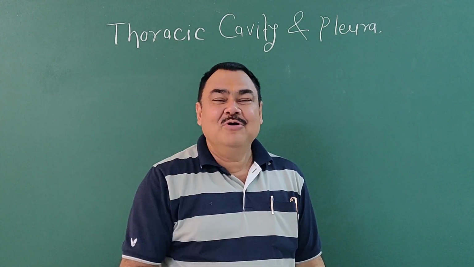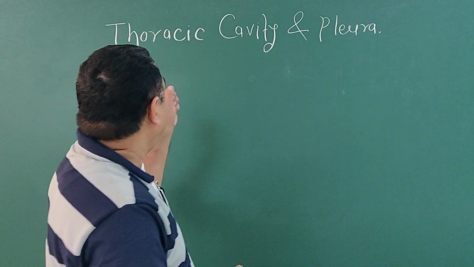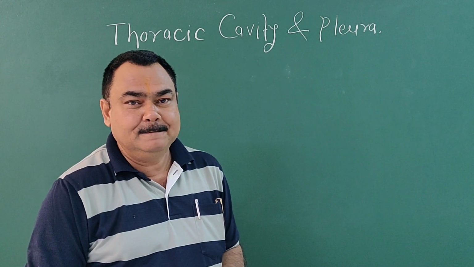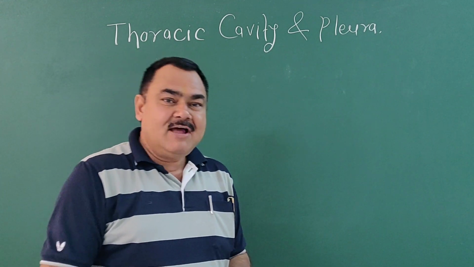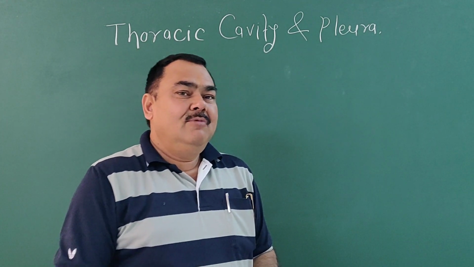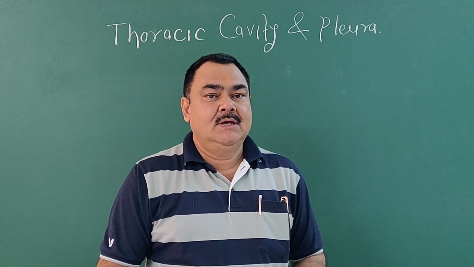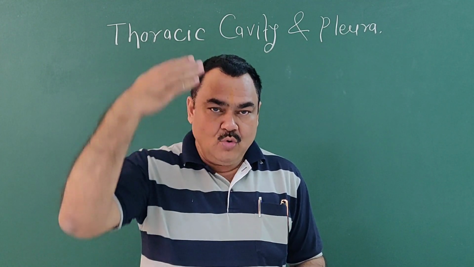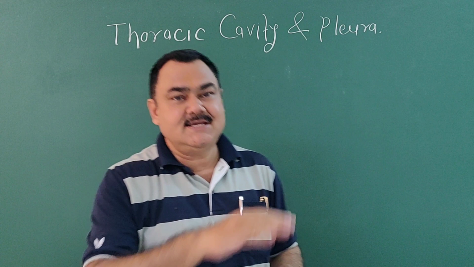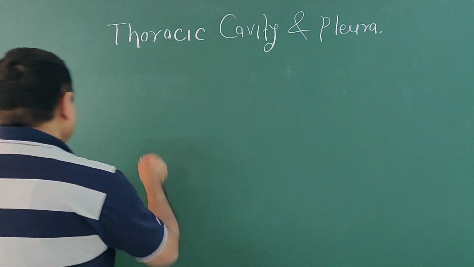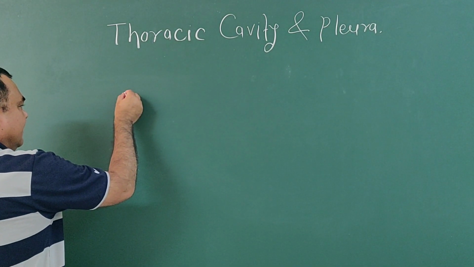Yes, now we'll discuss the thoracic cavity and pleura. First of all, we'll make a diagram of the coronal section and horizontal section of the thoracic region. So here is the coronal section.